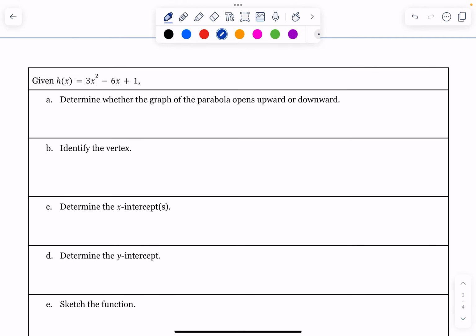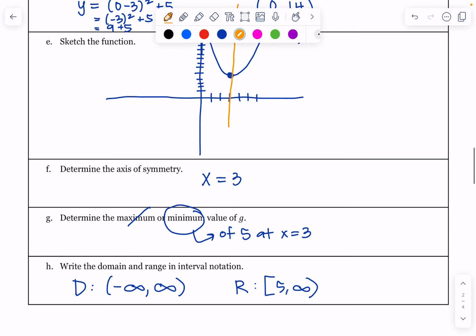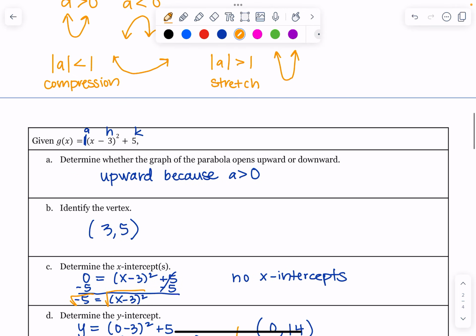All right, given h of x equals 3x squared minus 6x plus 1, determine whether the graph of the parabola opens upward or downward. We're given a different form, but a is still positive, so this one opens upward because a is greater than 0. Identify the vertex. So here's a new formula: h is equal to negative b over 2a. We use that when we're given standard form. Up here we were given vertex form. Let me write that.